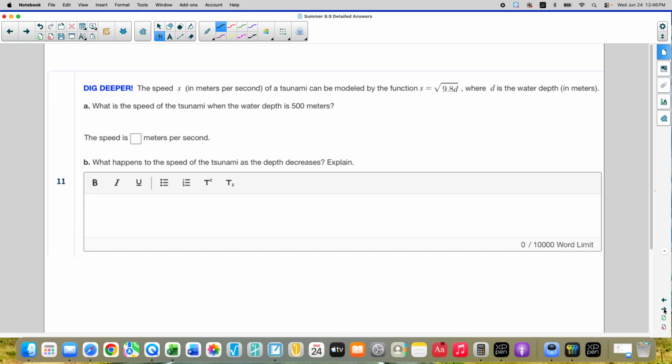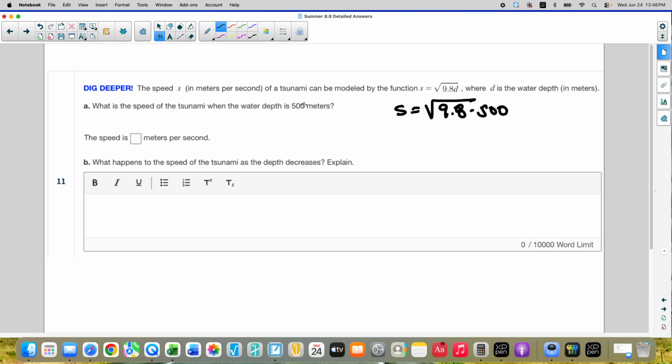The speed s in meters per second of a tsunami can be modeled by the function s equals the square root of 9.8 times d, where d is the water depth. What is the speed of a tsunami when the water depth is 500? So we're going to plug that in for d. So s equals the square root of 9.8 times 500.